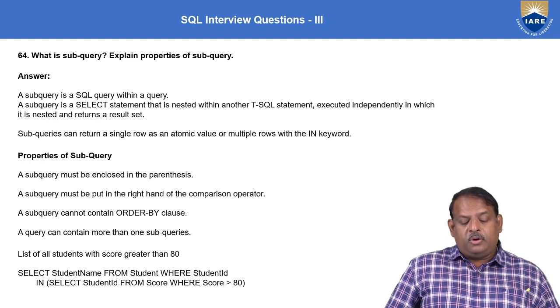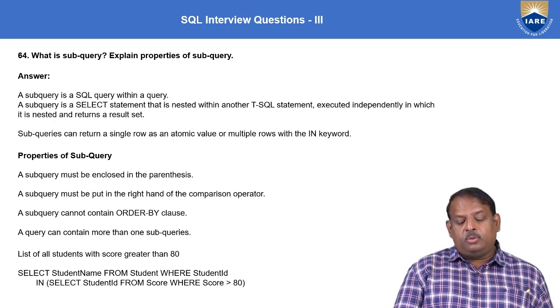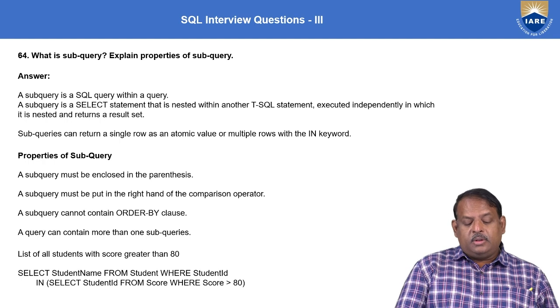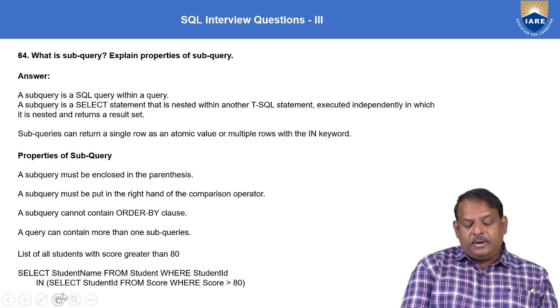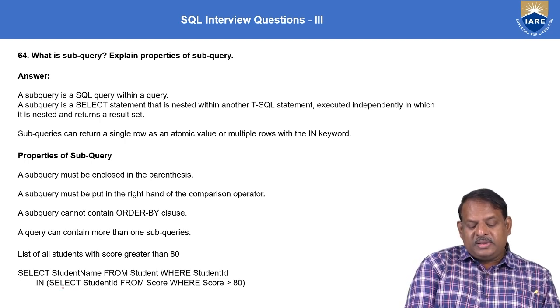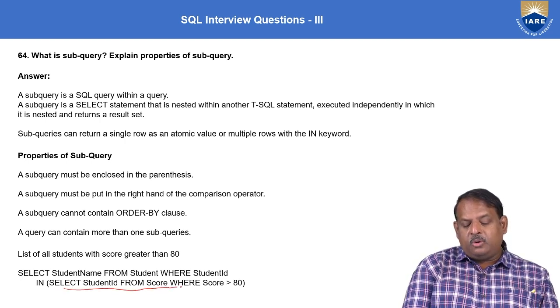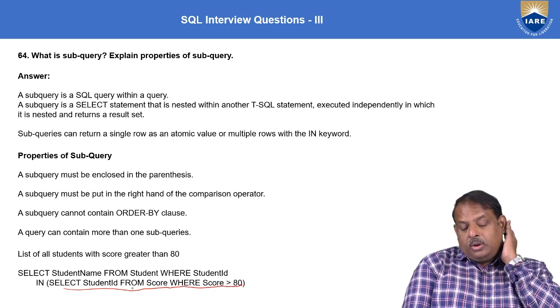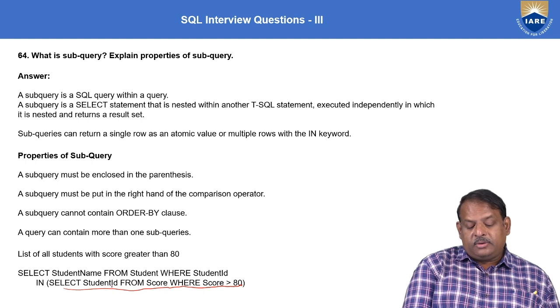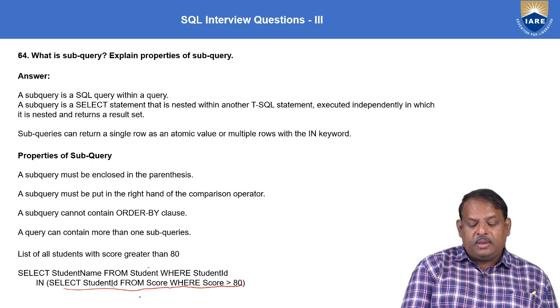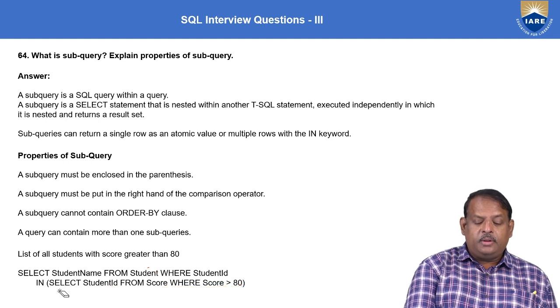So if you want to list the students who got more than 80 marks: select name of student where student ID is, and in the select statement we have one more subquery: select student ID from score where score is more than 80. From the scores table you will get the student IDs. When you pass them to the main query, you are going to get all the students who scored more than 80.